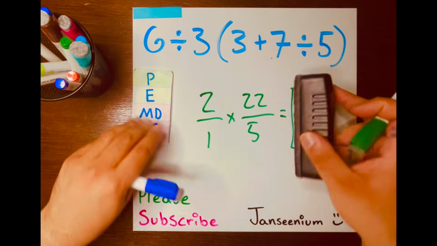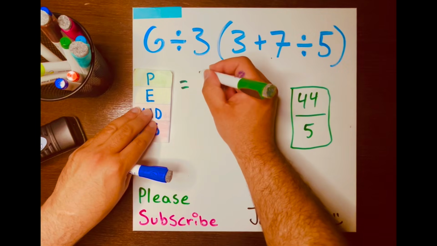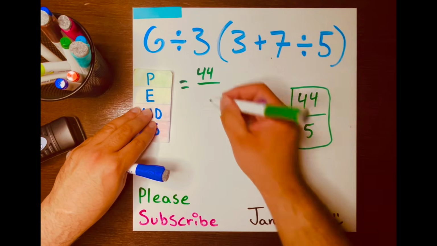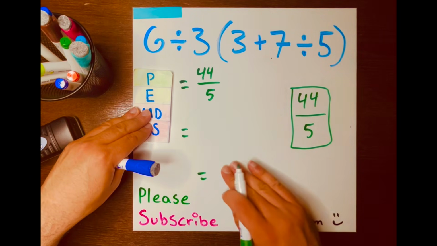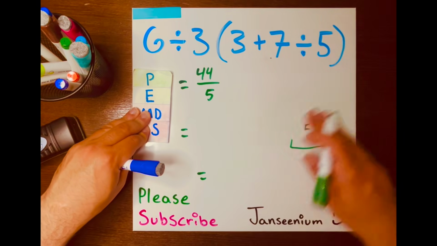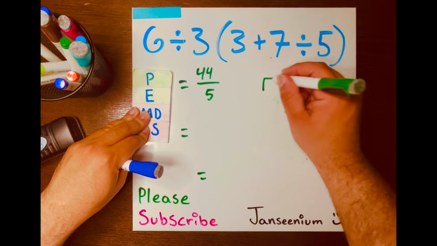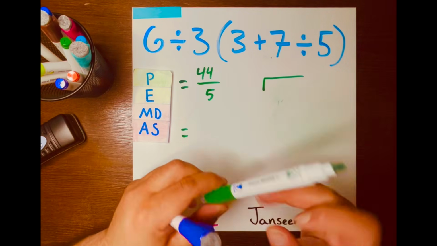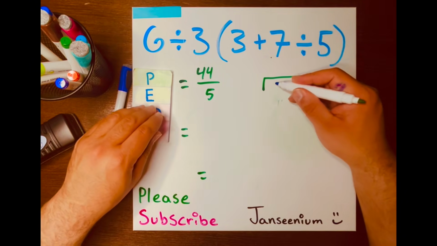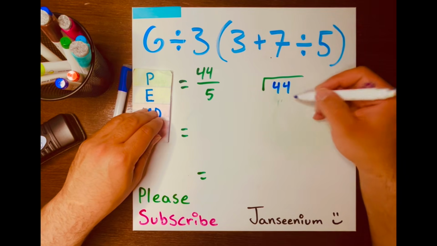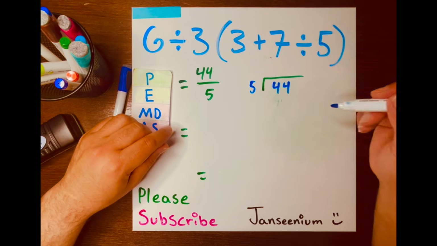So let me write this to the other side of the board for space. So I'll write 44 over 5, and then I'll write the mixed number answer here and then the decimal answer here using long division. So here's the long division symbol right here. And let me use a different color. Let me use blue. Okay, so the 44 goes inside the long division symbol. That is called the dividend. And the 5 goes outside the long division symbol. That is called the divisor.